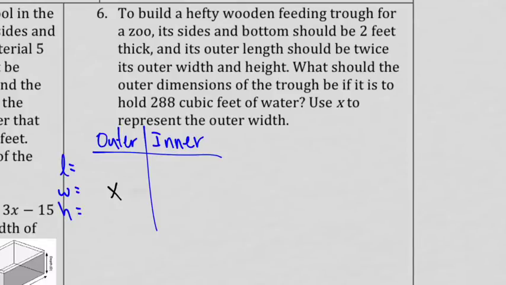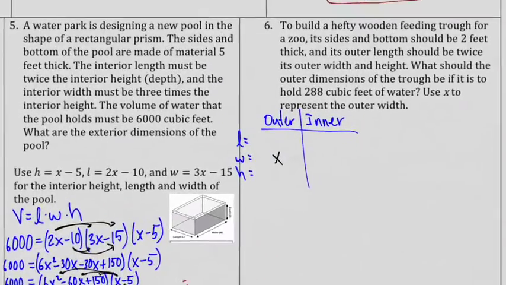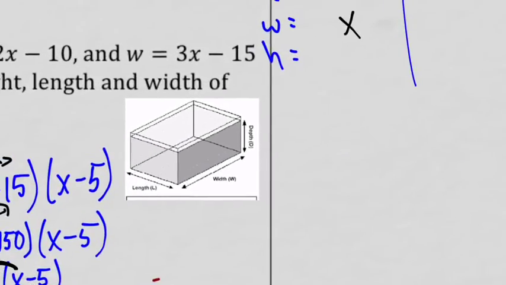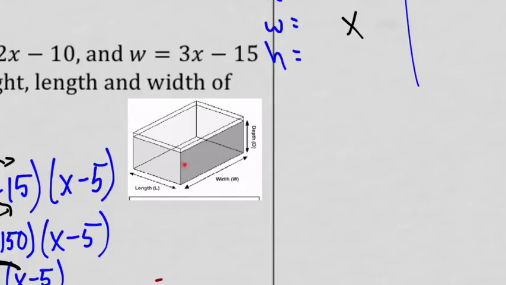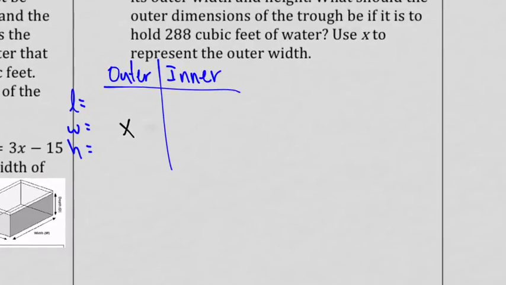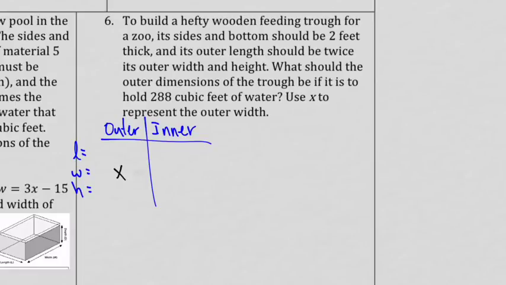It says that the thickness of the sides and the bottom of the trough should be 2 feet. By the way, it's going to look just like a pool. This is what the feeding trough is going to look like, with thick walls and a thick floor. The bottom has a thickness. The top is open because the animals have to feed. Let's see what it says.